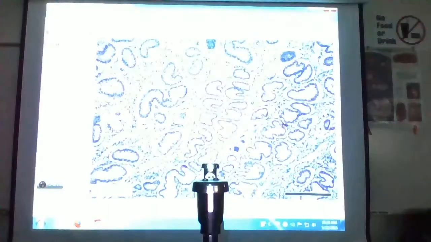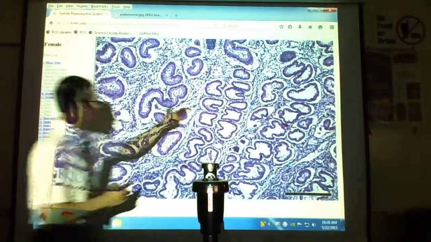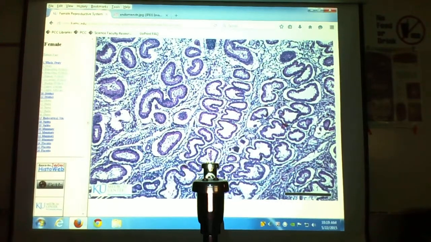Then we have, let's try this one. What stage is this slide? Secretory. Lots of glands are all different shapes and bent. They're all crammed together. It's the secretory phase of a uterus. Makes sense? Those are the 3 slides you're going to get. Testis, ovary, and uterus. Those are the 3 things you have to be able to look at and see what you're seeing.